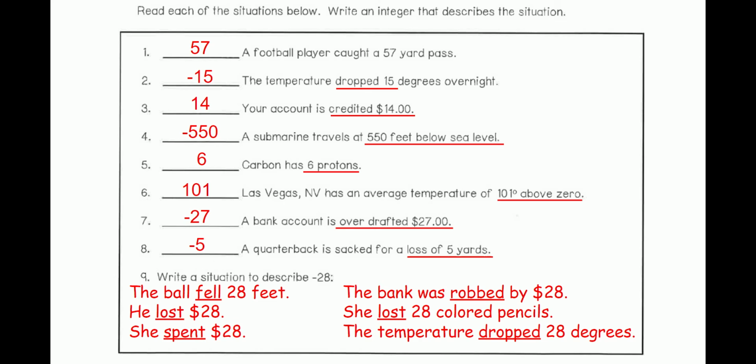So that's our lesson on the number system. We talked about positive numbers, negative numbers. We talked about integers, and we talked about whole numbers. Go ahead and use that to help you tackle some math problems now.